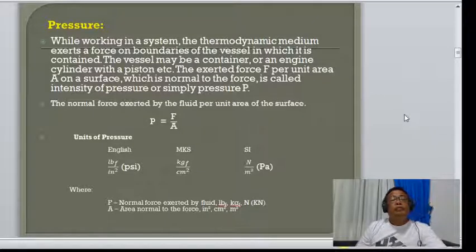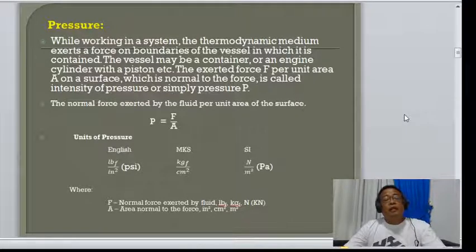Pressure is based on a basic definition that the pressure is equal to the force acting on a certain area divided by the area resisting that force. So, what are the units of pressure?